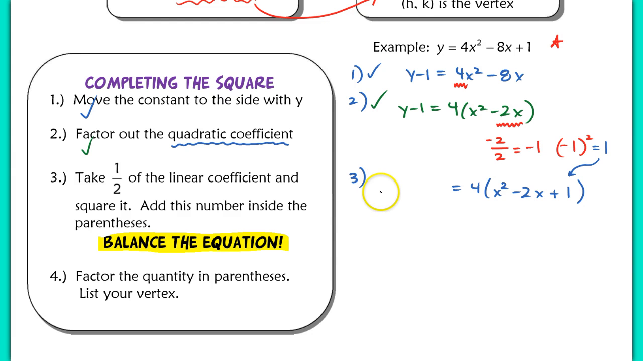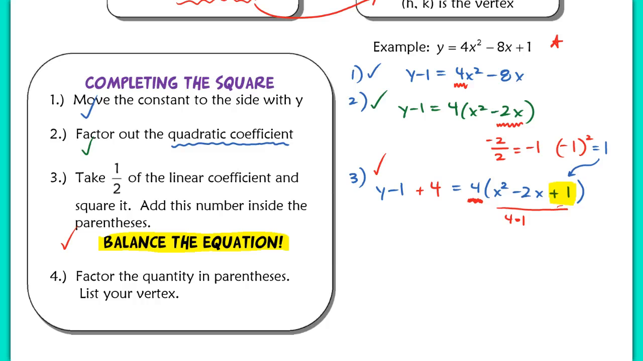So where I have y minus 1 is not just y minus 1 anymore. And it's not just adding 1. If I only add 1, I'm not taking into account the fact that I'm multiplying all of these things on the inside here by a factor of 4. So I really am adding 4 times 1 to the other side. So I add 4 to the other side to balance the fact that I just added a 1 times 4 on the right-hand side. Okay, this is called balancing the equation. So that was step 3. Okay, step 3 is completed.